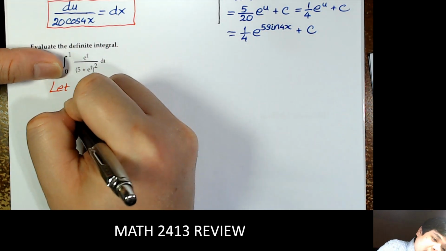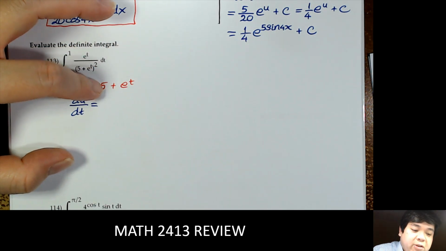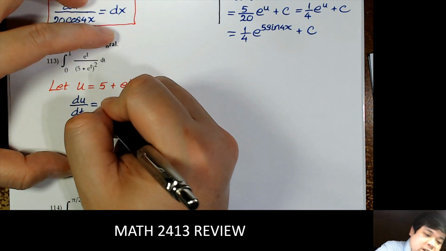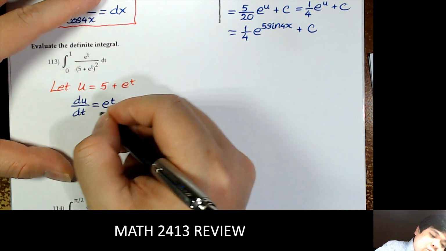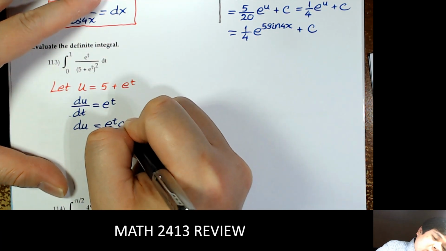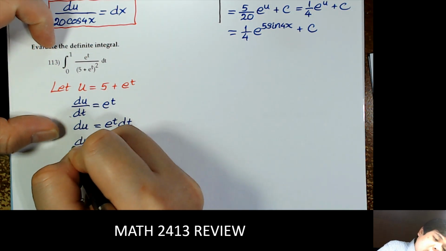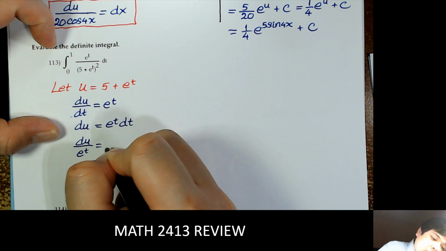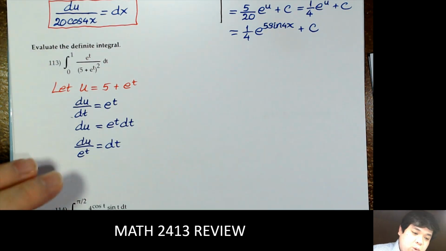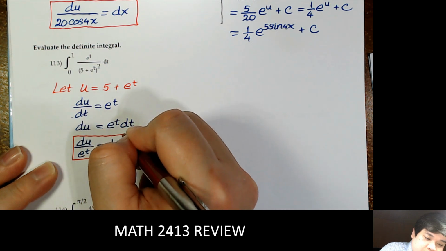The derivative of 5, a constant, is going to be 0. e to the t is still e to the t. Multiply the dt across: du equals e to the t dt. And then divide by e to the t, so we have dt equal to du over e to the t.